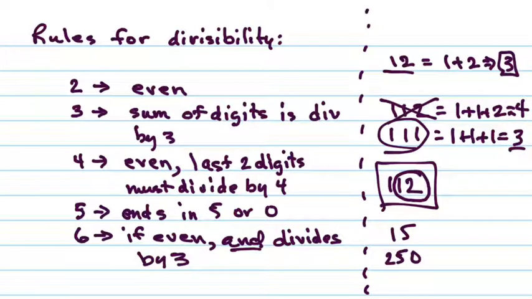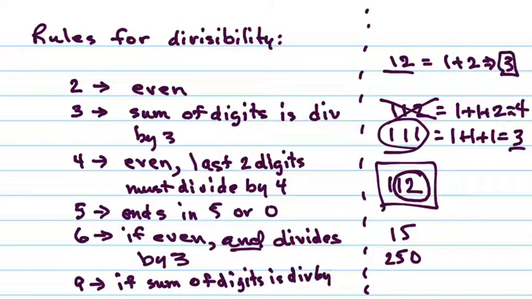Okay? 9 is a good one, though. You'll use 9 a lot. And 9 is just like 3. If the sum of the digits is divisible by 9. So have you seen these before, guys? Yes. Okay. Seen some of them. So like 36. 36 is 3 plus 6, which is 9. 9 divides by 9, so that means 36 will as well.